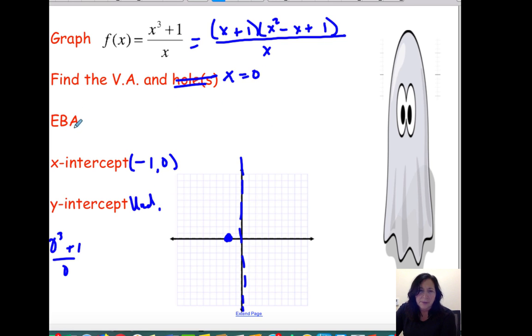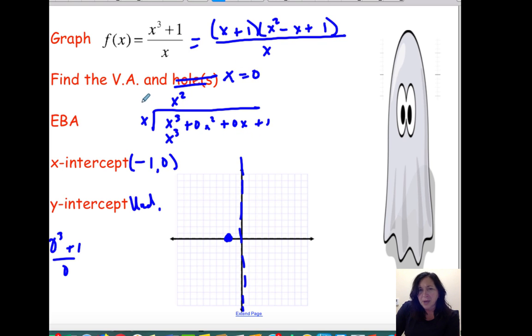Additionally, let's find our end behavior asymptote. So if I were to do that, I would be dividing. So let's see. If I just did long division, I would get x cubed, I'd have no x squared, I'd have no x, and I'd have plus 1. And this is really only going to go one step here because x squared here, and I'm going to get x cubed, and then all of these values are going to be 0. So basically, my end behavior is y equals x squared, which basically means that this graph right here is going to be going up like this and like this. So this is my EBA. That's going to be that asymptote that looks like that.